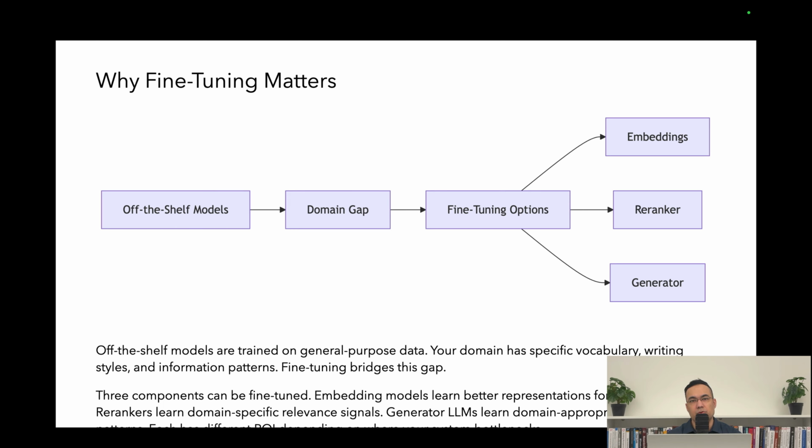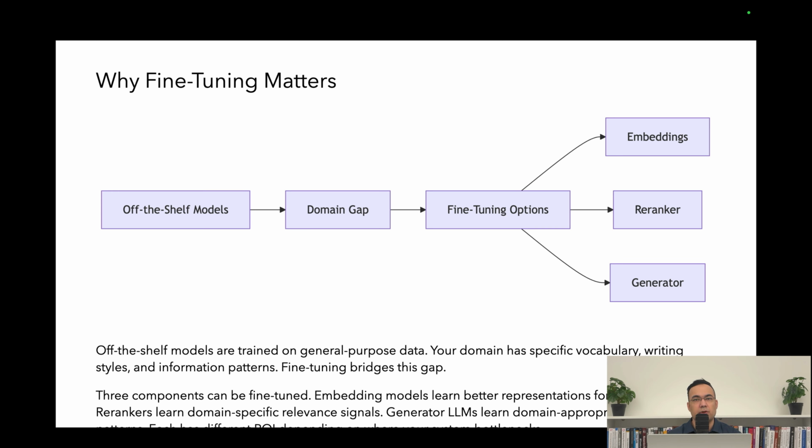Re-ranking fine-tuning improves the precision. If retrieval finds the relevant documents but they rank too low, domain-adapted re-ranking helps. Generator fine-tuning improves the answer quality. If retrieved context is good but generated answers are poor, domain-adapted generation helps.